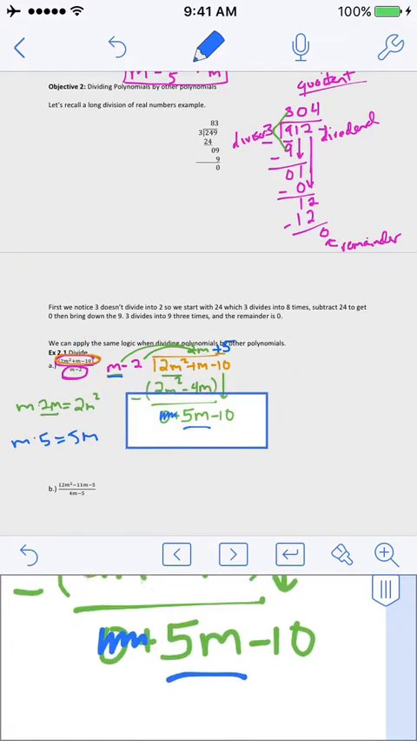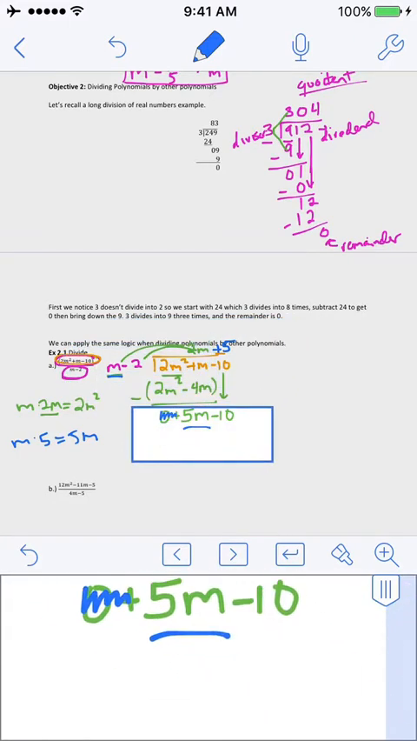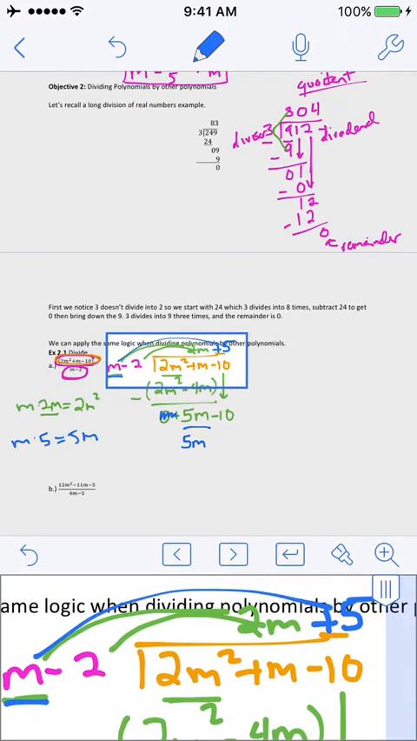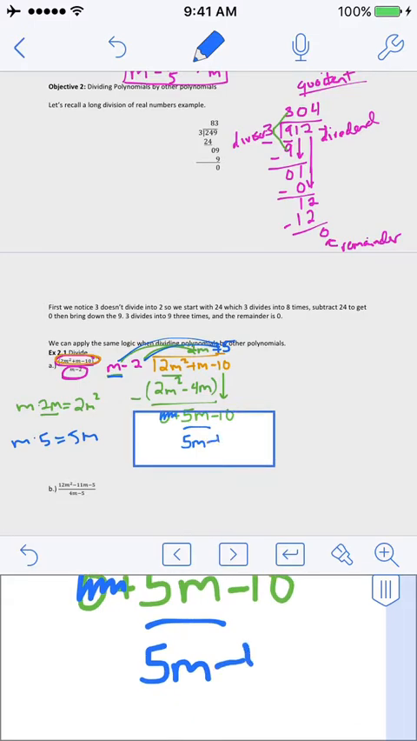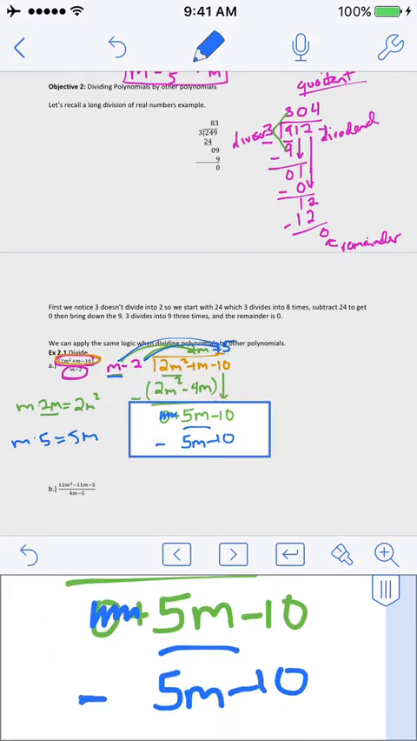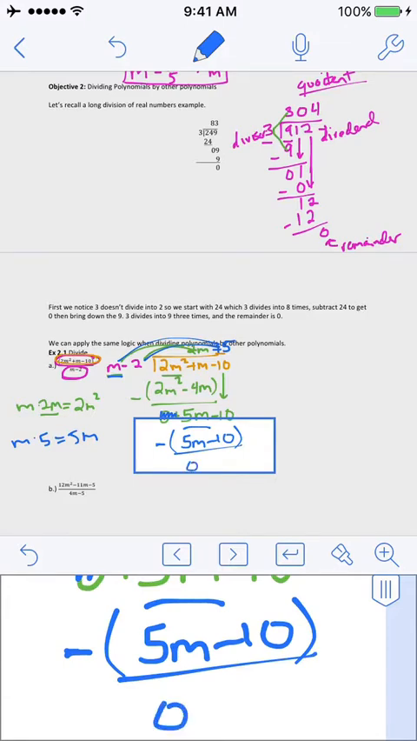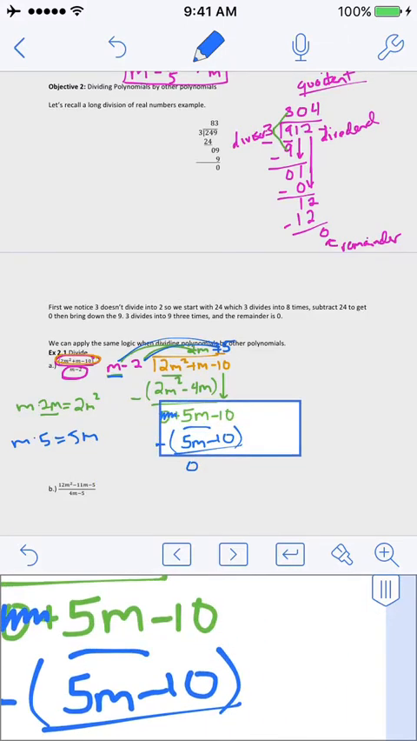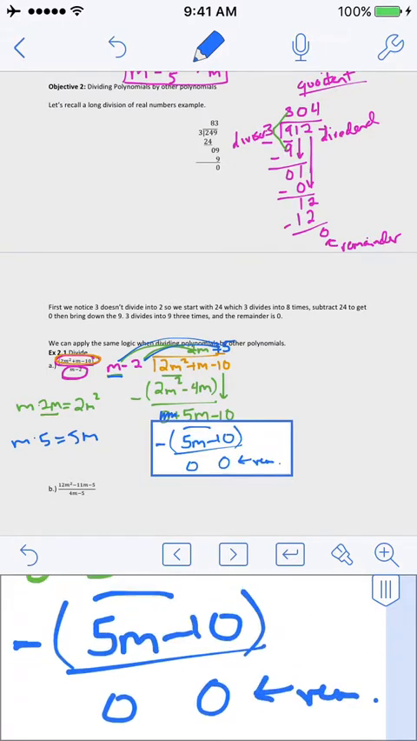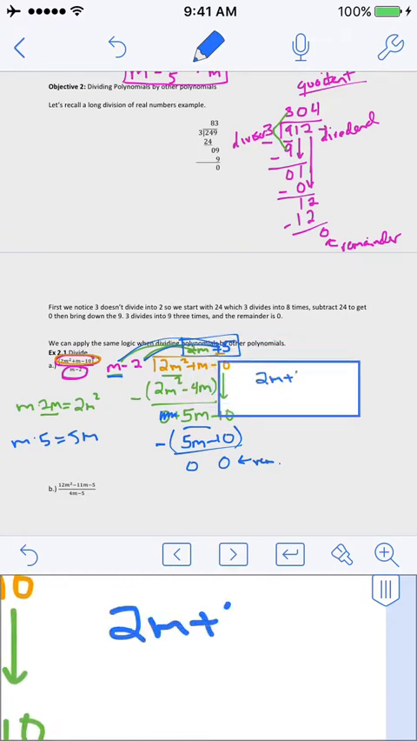So now I'll go ahead and multiply. I did the what goes into it step. Now I'm going to do the multiply step. So 5 times m is 5m. 5 times negative 2, so I'm multiplying both of these guys, right? I get negative 10, and that's the multiplication step. The last step, just like we did last time, I will subtract. I'm going to subtract both these guys. I take 5m minus 5m, get a 0. Negative 10 minus a negative 10, which is negative 10 plus 10, is also a 0. It looks like in this case, my remainder is also 0. And I figured out how to divide it. My answer, my quotient, is going to be 2m plus 5.